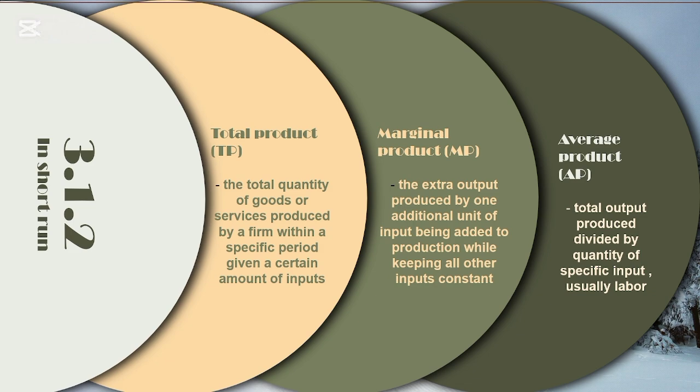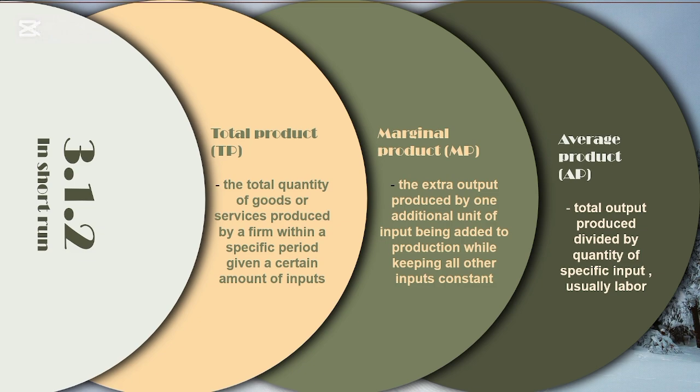Now comes average product. The average product refers to output per unit of a variable input. For example, if the total product is 30 kg of wheat produced by 5 laborers, then the average product will be 30 divided by 5, that is 6 kg. Average product is calculated by dividing total product by units of the variable factor. So the formula of average product can be stated as the total product divided by labor.